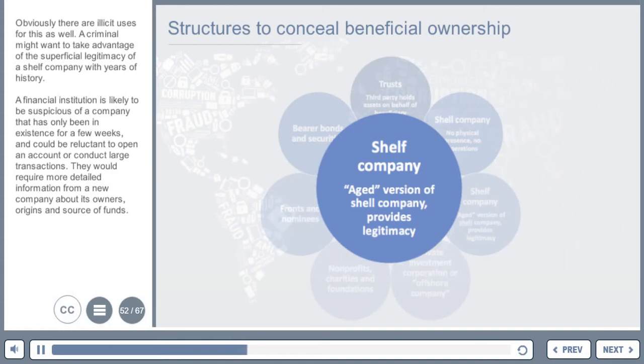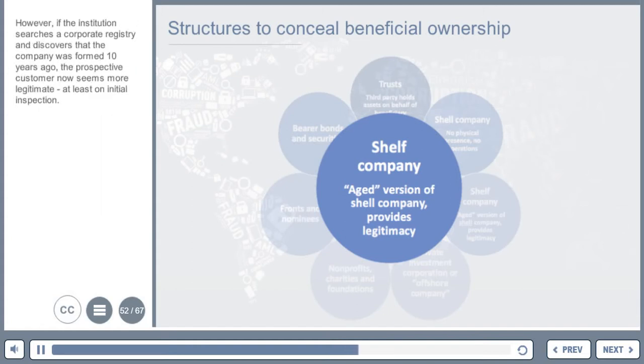A criminal might want to take advantage of the superficial legitimacy of a shelf company with years of history. A financial institution is likely to be suspicious of a company that has only been in existence for a few weeks and could be reluctant to open an account or conduct large transactions. They would require more detailed information from a new company about its owners, origins, and source of funds. However, if the institution searches a corporate registry and discovers that the company was formed 10 years ago, the prospective customer now seems more legitimate, at least on initial inspection.